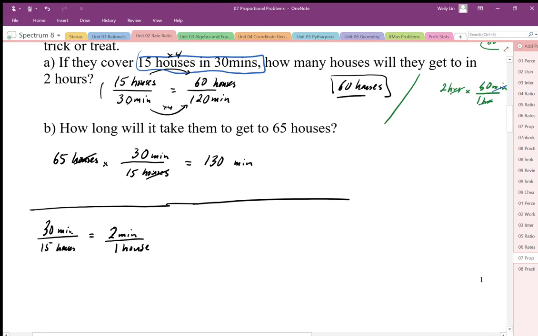Our vertical multiplier represents our unit rate, because we can do houses divided by 30 minutes. That gives us a unit rate, or we can do 30 minutes divided by 15 houses. That gives us the unit rate that we calculated down here. Okay, so this is our unit rate. Just going to put in brackets, unit rate. Okay, so these are all concepts that we want to have in mind and practice using so that we understand and get good at them as well.